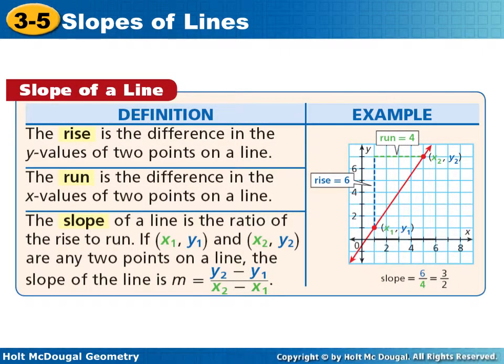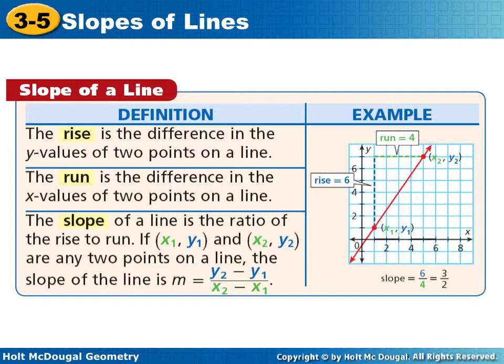All right, let's look at the definition. The rise is the difference in the y values of 2 points on a line. So look at the graph on the right-hand side. We've got a y2 and a y1. So if you take y2 minus y1 from this picture, you get the number 6. 6 is called the rise.